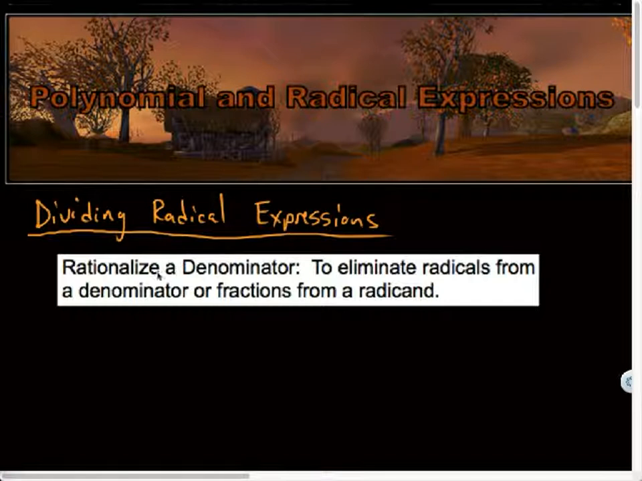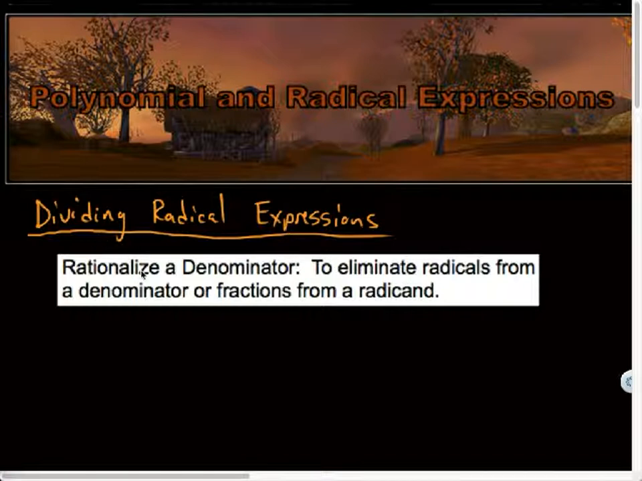Whenever you hear the phrase "rationalize a denominator," as directions, I could also just say simplify, because mathematicians don't allow radicals in a denominator. What it means is the process of eliminating radicals from a denominator or fractions from a radicand. Because if a fraction's inside of a radical sign, then that denominator technically is radicalized, so to speak. So that's the first thing.